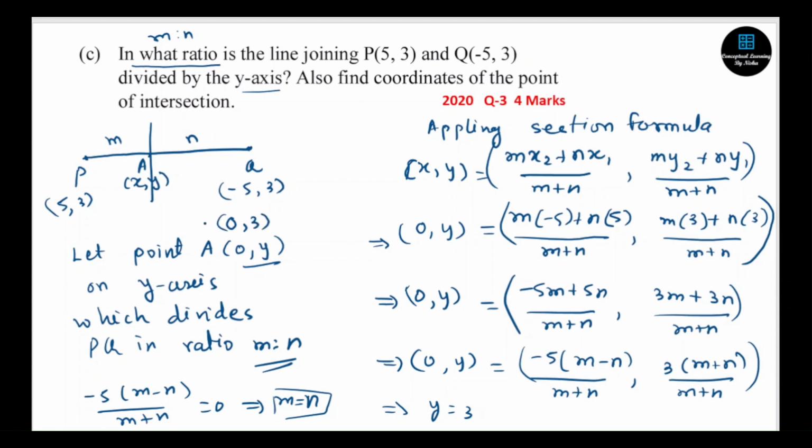So you have to write your final answer in a correct way, okay. So the point coordinates are 0, 3, and which divides in 1:1 ratio. So you have to write both these answers in a proper statement form, alright, to get your full marks. Perfect.